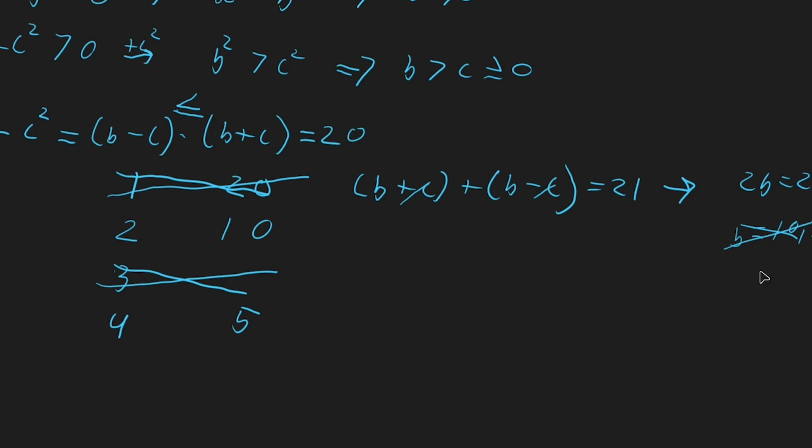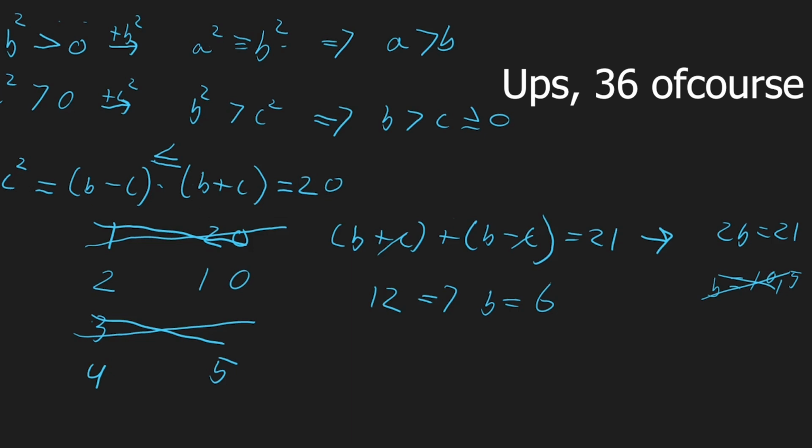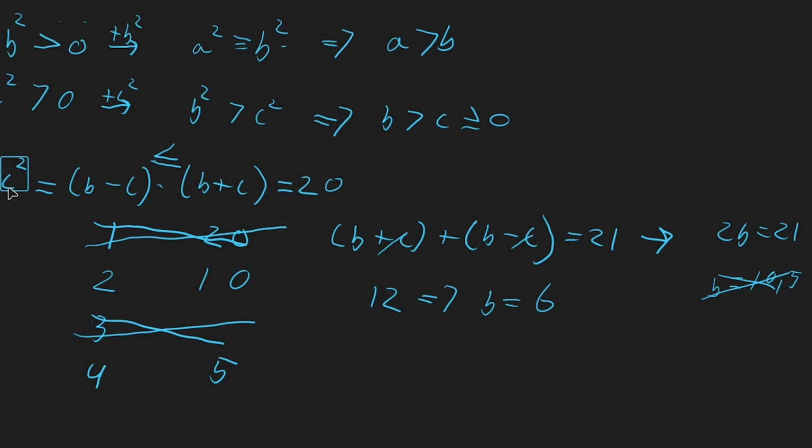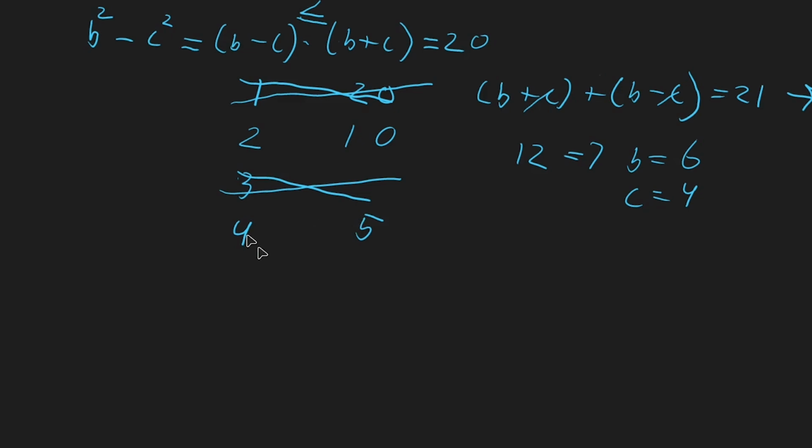2 and 10. Again, if we add these parentheses, we will get 12, which also tells us that b equals 6. So b is 6. 6 squared is 36, and this needs to be 20, so 36 minus something squared equals 20. That must be 16, and c must be 4. Okay, so this is a possible solution. We do not know if it's a solution yet, but it is a possible solution.